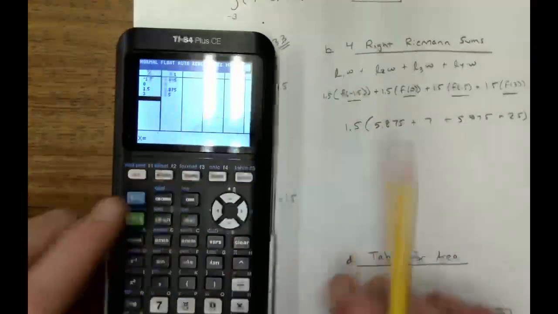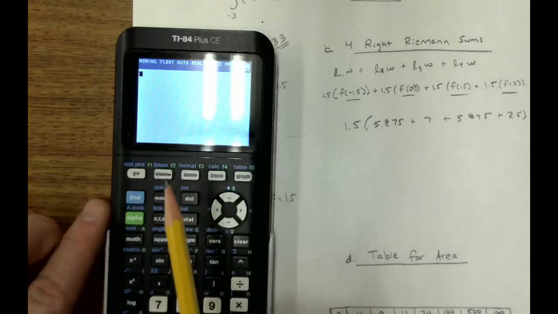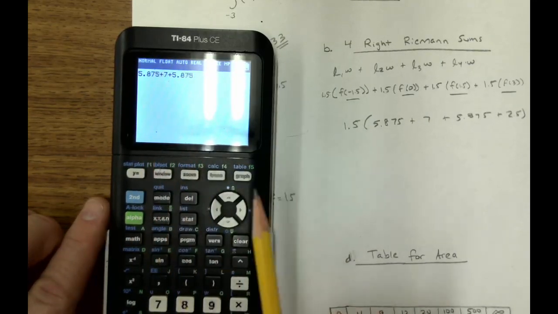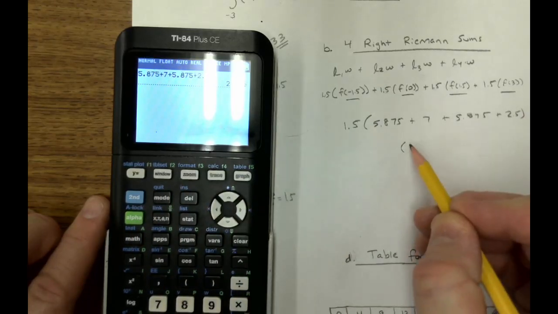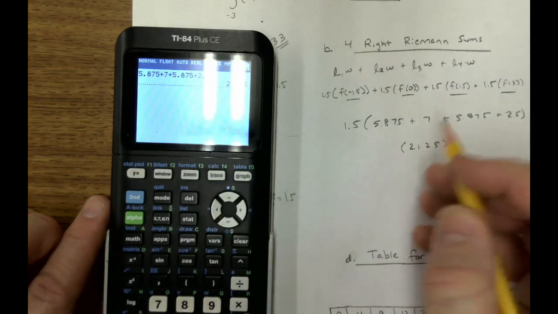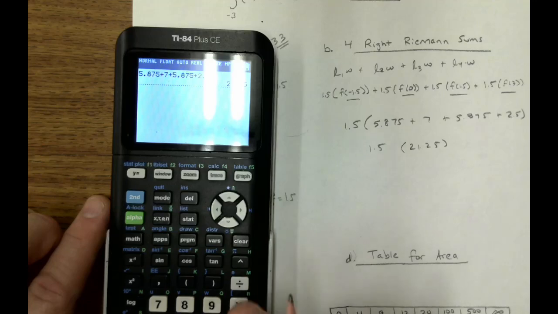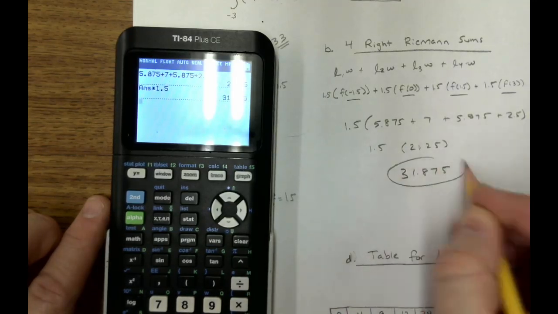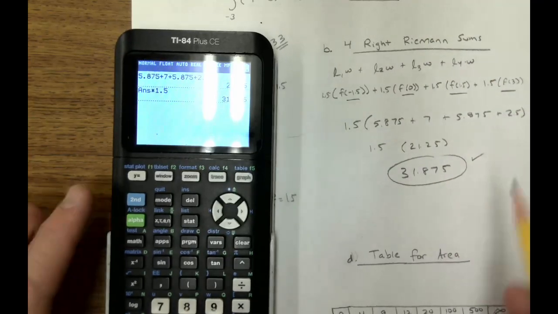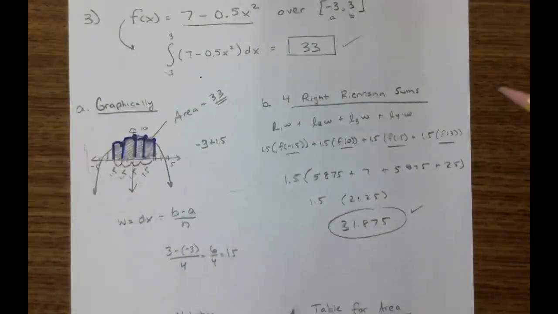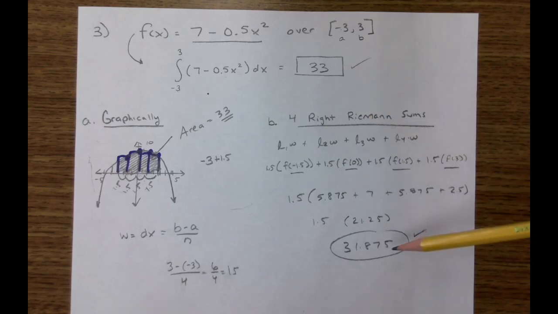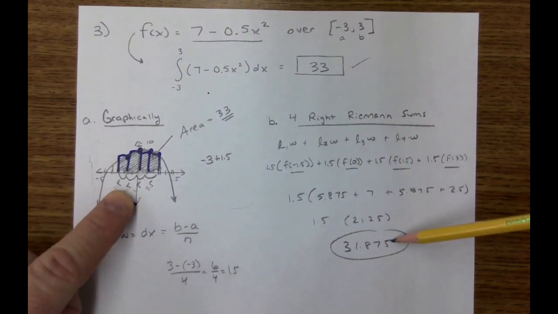All right, let's finish this math here. If I add those up, 5.875 plus 7 plus 5.875 plus 2.5, 21.25 times the 1.5, which is my width, 31.875, which again, it's close to that number up here. Again, this is my answer. My answer is 33. I did these Riemann sums and I got close.